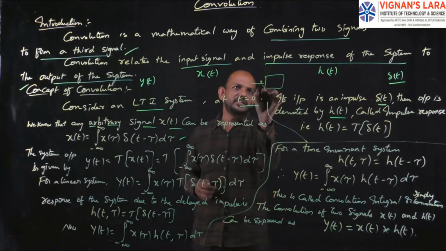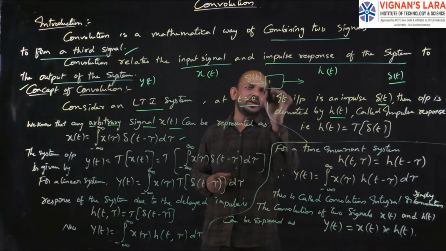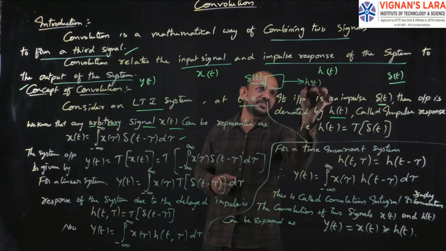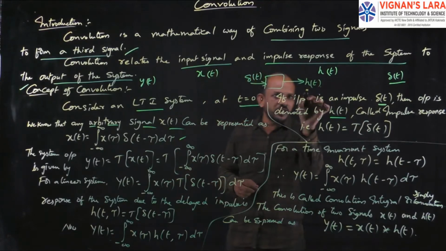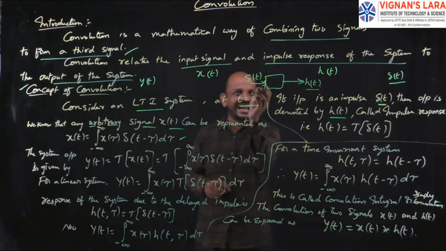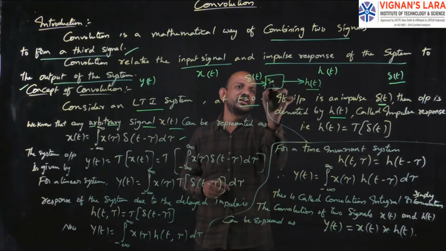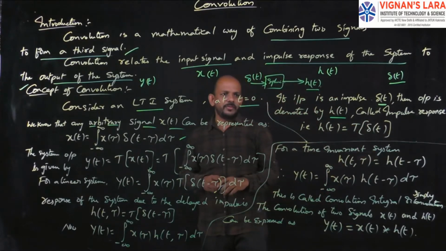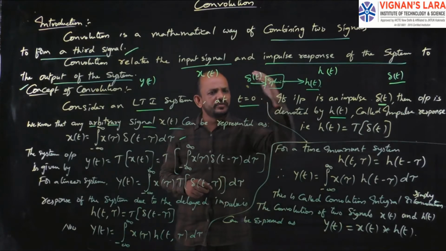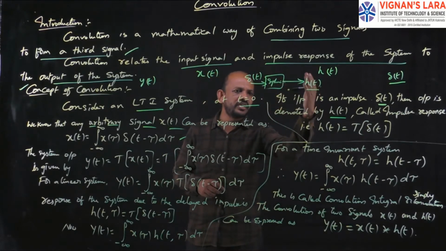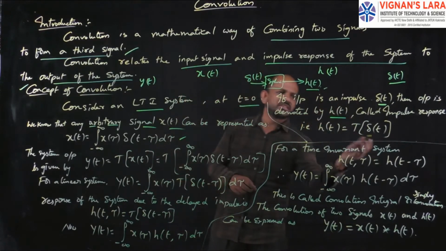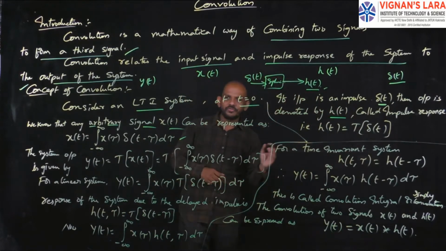For this, the input is impulse del of t. So the output produced by the system is nothing but the impulse response, which is h of t. Now h of t can be written as a transformed version of del of t. Why? Because we all know if x of t is the input given to a system and it is producing an output y of t, then y of t can be written as a transformed version of x of t. In the same way, h of t is nothing but a transformed version of del of t.